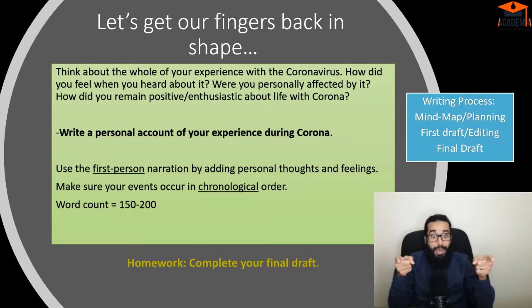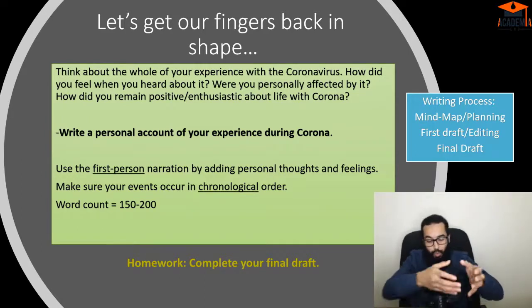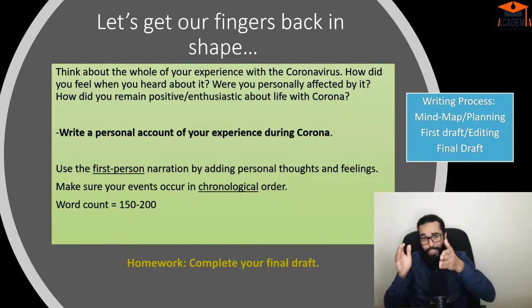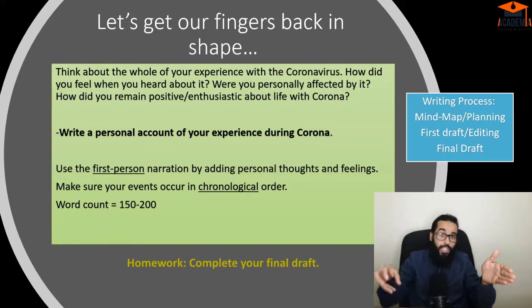Bear in mind that you need to use the first person. First person is I, because this is so personal and this is your personal experience. So use I at all times when you write the 200 words, and please make sure your events occur in chronological order. Say what you've done first, what you've done second, and what you've done third. Don't mix them up. They need to be chronologically ordered.